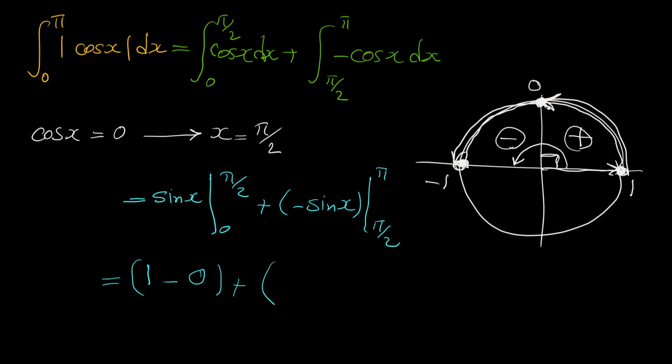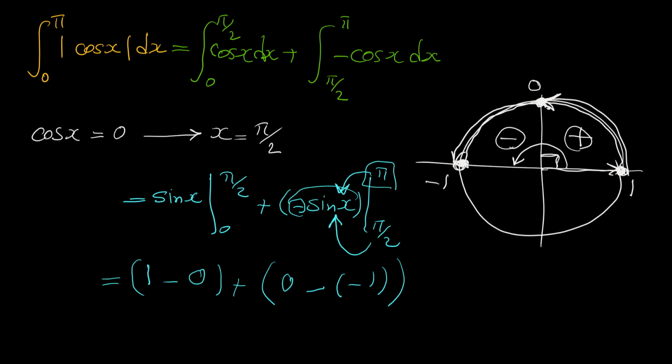In the second integral, we have negative sine of x. We have to plug in pi, but sine of pi is 0. So we have negative 0, or 0. So by substituting pi here, negative sine of pi is 0. Minus, now we have to plug in pi over 2. If we plug in pi over 2, sine of pi over 2 is 1. But don't forget we have a negative here. So we have minus 1.